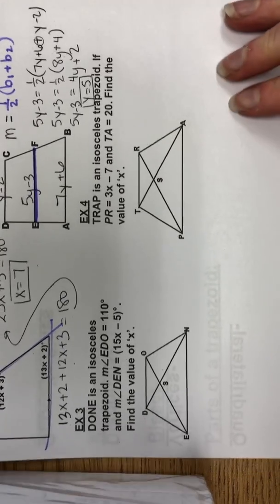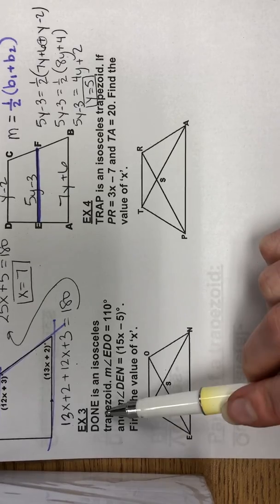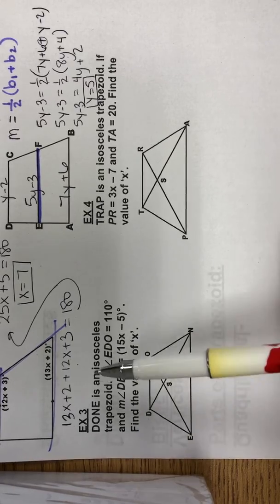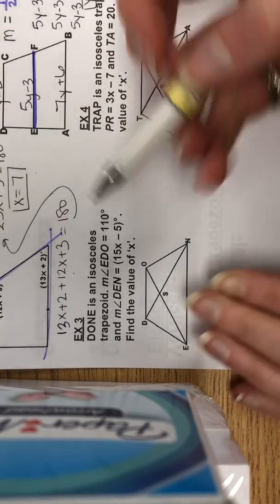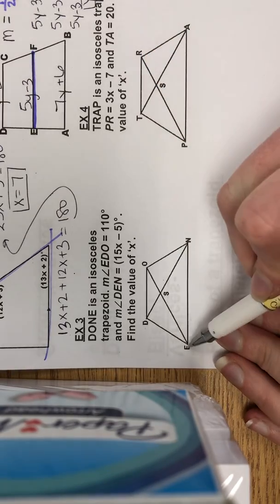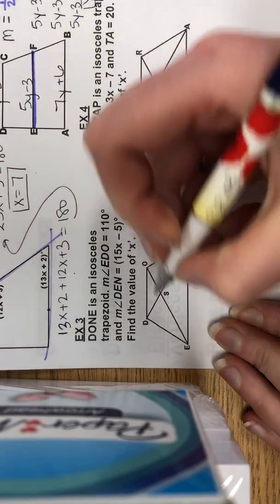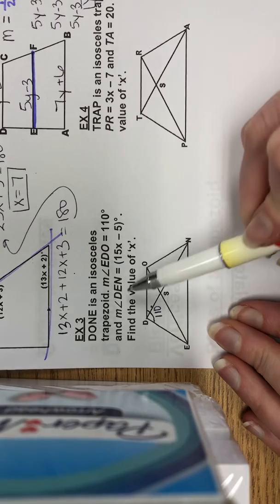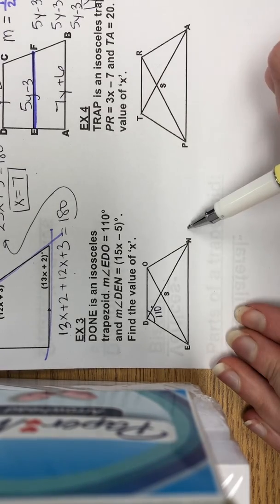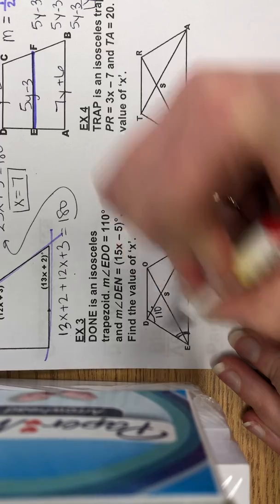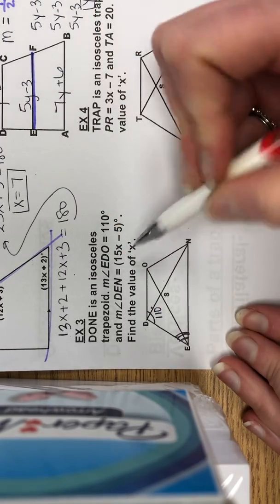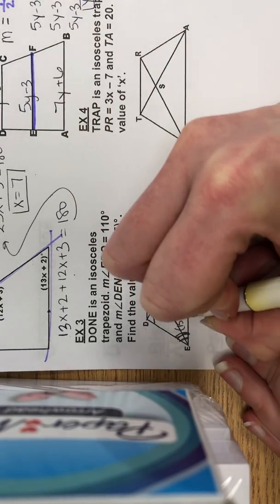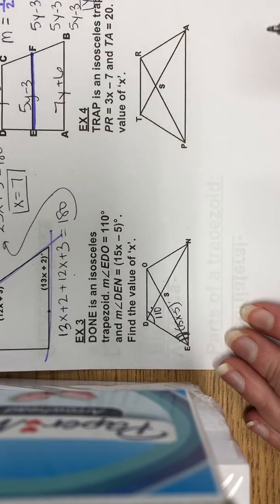Okay? Number 3 is an isosceles trapezoid. And this says that angle EDO is 110 degrees. DEN, this whole angle, is 15x minus 5. Find the value of x.